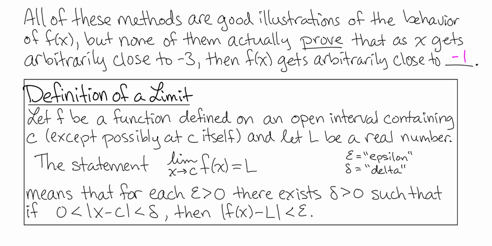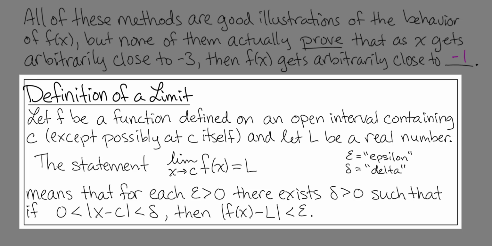The definition of a limit is as follows. Let f be a function defined on an open interval containing c, except possibly at c itself, and let L be a real number. The statement, the limit as x approaches c of f of x equals L, means that for each epsilon greater than 0, there exists a delta greater than 0, such that if 0 is less than the absolute value of x minus c is less than delta, then the absolute value of f of x minus L is less than epsilon.